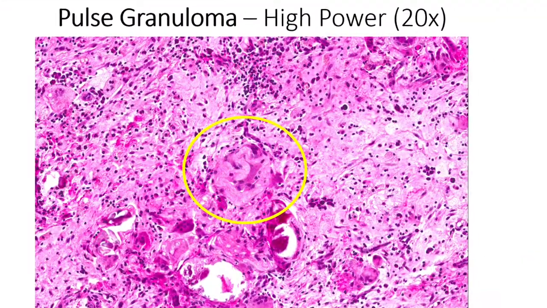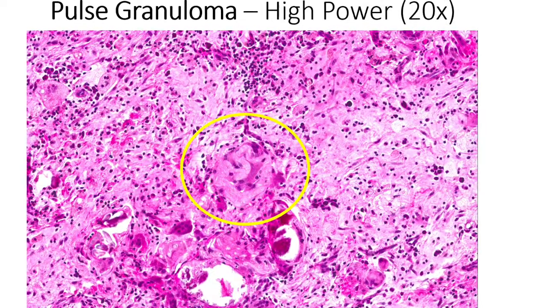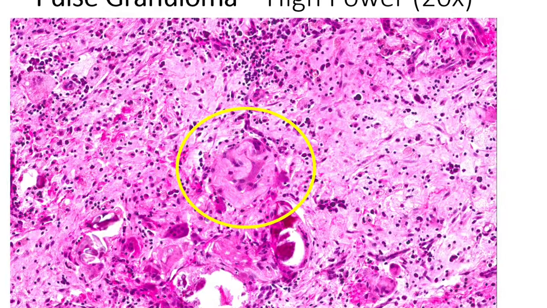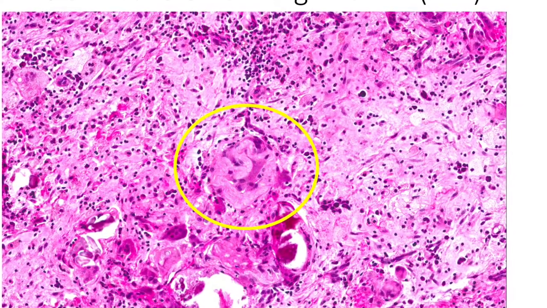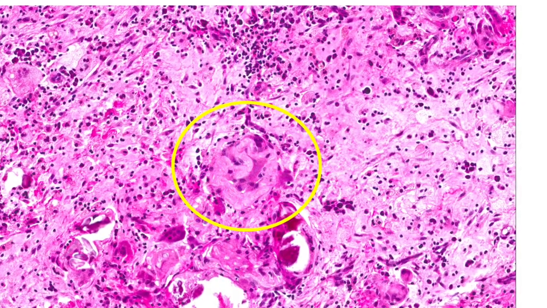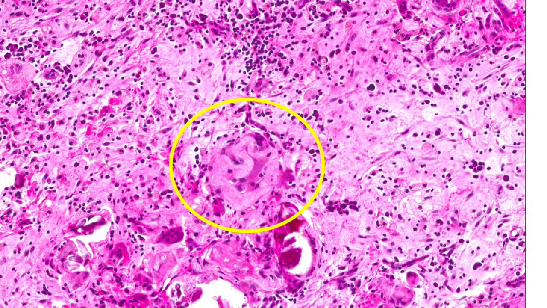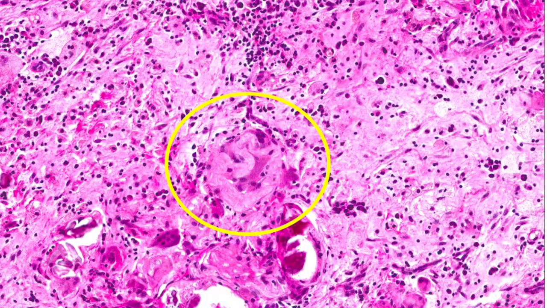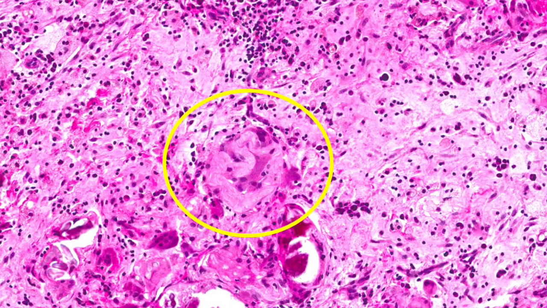Now, in one of our biopsies, we saw a pulse granuloma. Pulse granuloma refers to a foreign body reaction. It's usually seen as its own entity in periapical areas or in the gingival sulcus, but it can present in inflammatory cysts, such as the paradental cyst, which is where we saw it here.